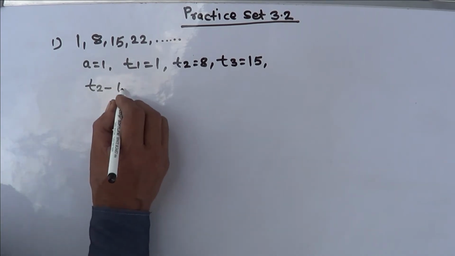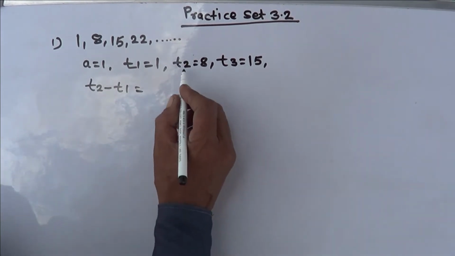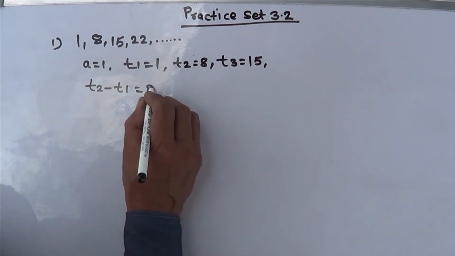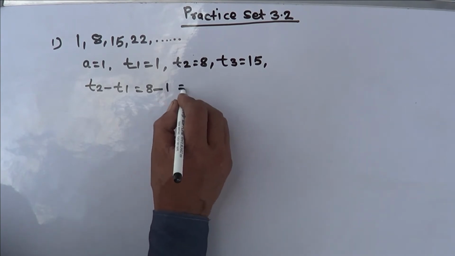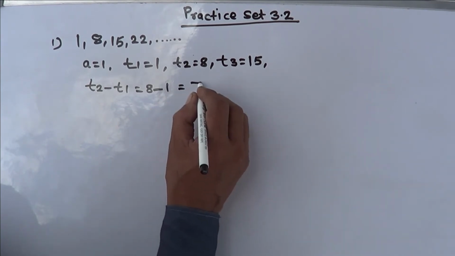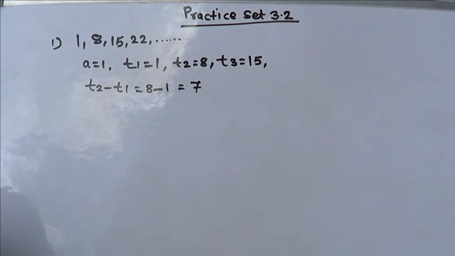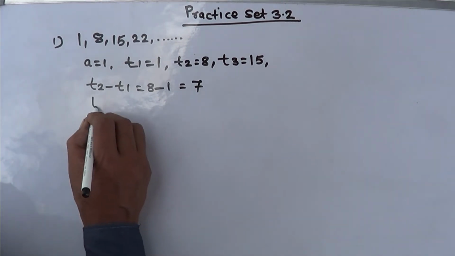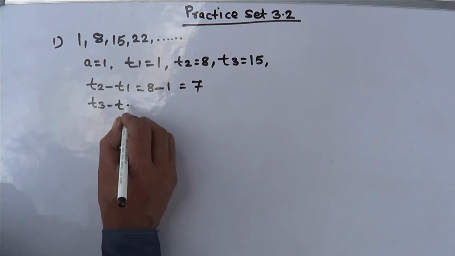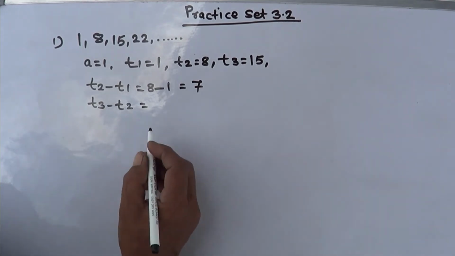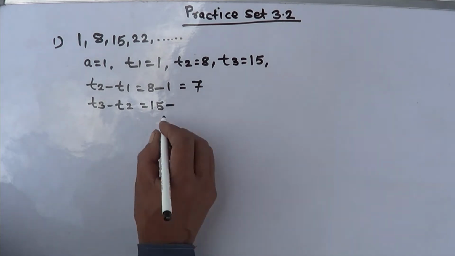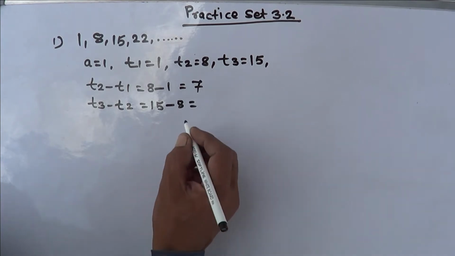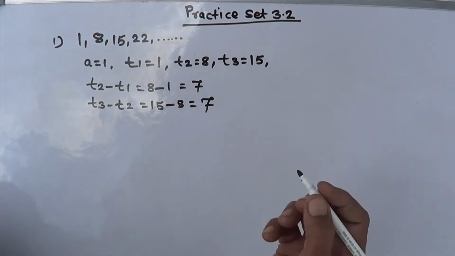T2 मायनस T1. आता T2 किती आहे आपला, इथं T2 ची व्हॅल्यू आपली 8 आहे, मायनस द व्हॅल्यू ऑफ T1 विच इज इक्वल टू 1. सो दिस व्हॅल्यू विल बी इक्वल टू 8 minus 1, that is 7. Then again we are asked that the value of T3 minus T2. T3 minus T2. So here we will write T3 which is equal to 15 minus T2. T2 is 8 and 15 minus 8 which is equal to 7 again.